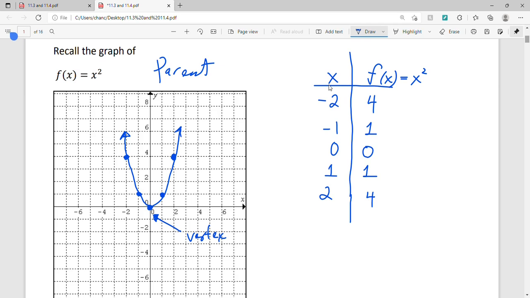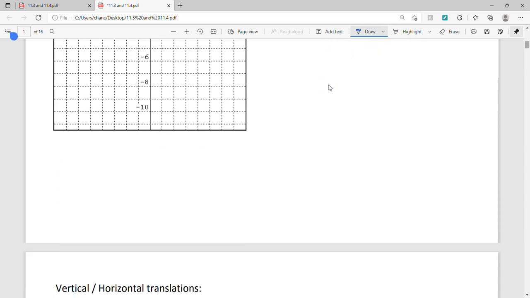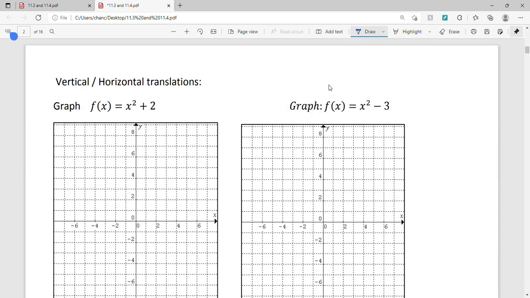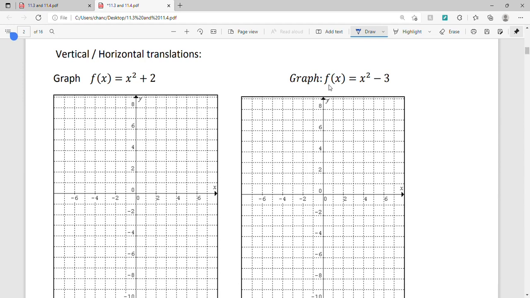Let's try another question. Let's graph f of x equals x squared plus 2. What's going to happen here is the vertex is going to be shifted up 2. This 2 causes my graph to shift up 2. So if you write down the vertex, the formula for the parabola is f of x equals a times x minus h squared plus k. The h and the k tell us the location of the vertex.